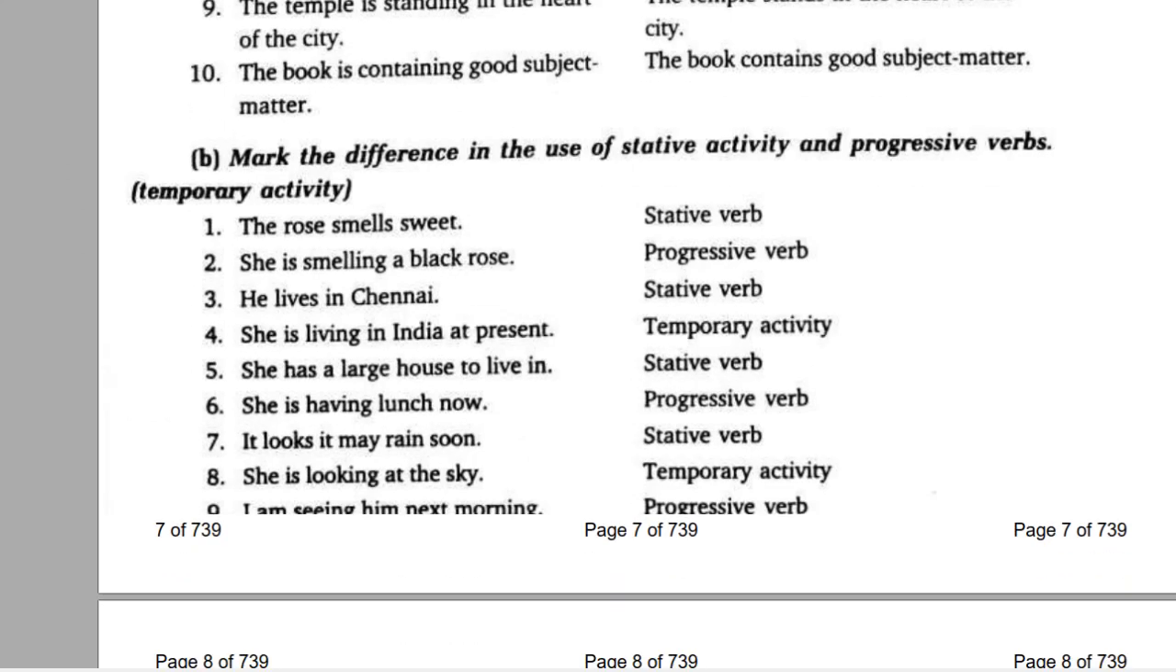To mark the difference in the use of stative and progressive verbs: The rose smells sweet. Stative verb. She is smelling a black rose. Progressive. He lives in Chennai. Stative. She is living in India at present. Temporary. He has a large house to live in. Stative. He is having lunch now. Progressive.